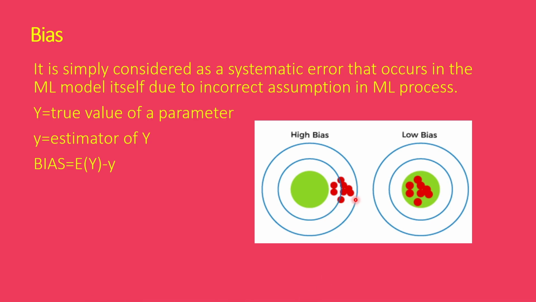Let us see this picture. Here this green dot indicates accurate values. We can see the second picture is predicting the accurate values, so it has low bias.